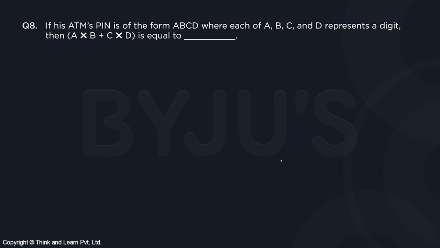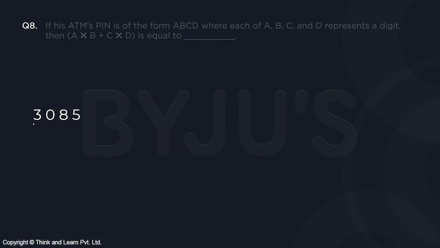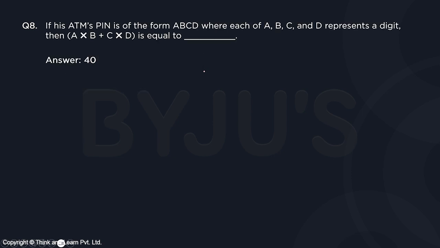If his ATM pin is of the form ABCD, where each of ABCD represents a digit, then A into B plus C into D is what? So these are ABCD. So A into B is 0 plus C into D is 40. 40 plus 0 is 40. So question number 8 has an answer of 40.